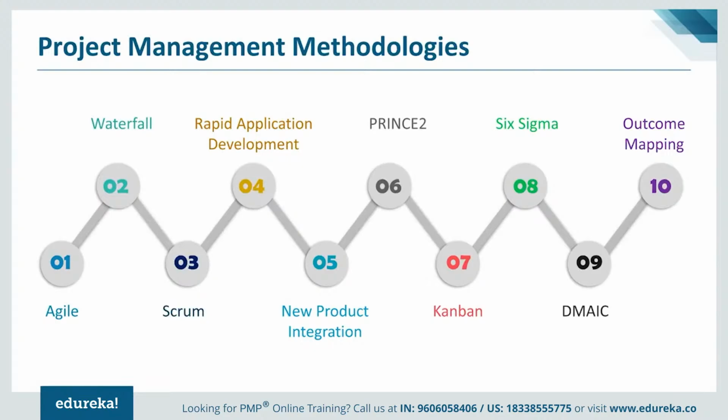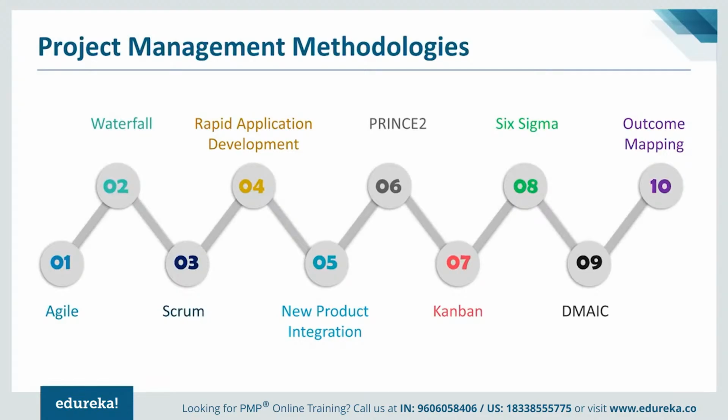DMAIC is one of the methodologies within Six Sigma, which stands for define, measure, analyze, improve, and control. These are the phases within the DMAIC cycle. When you follow a Six Sigma project, you actually implement the DMAIC cycle, so you would then understand how this whole thing works.